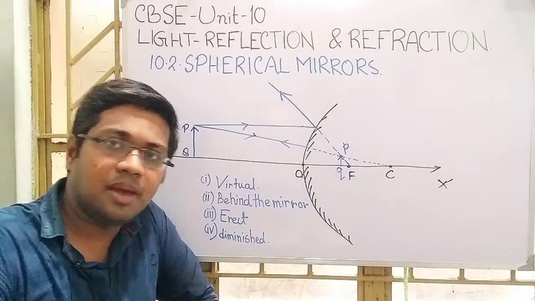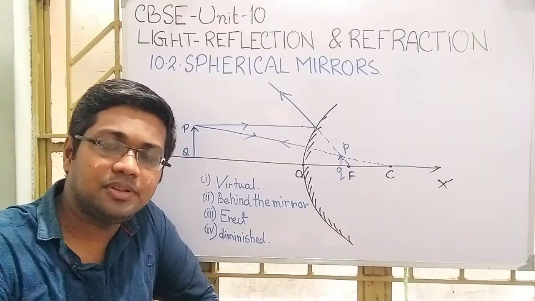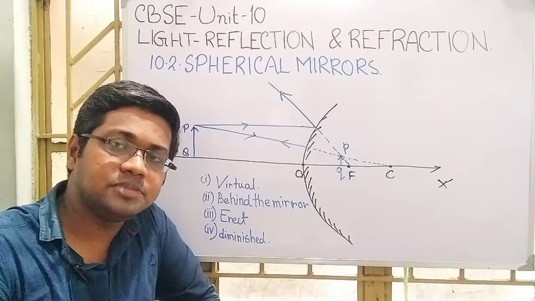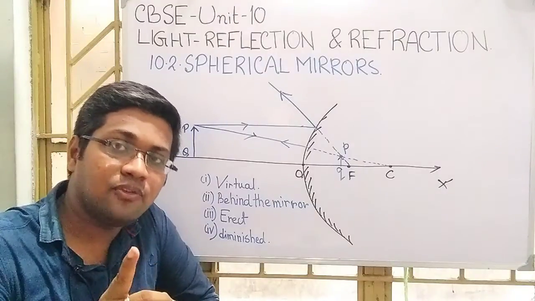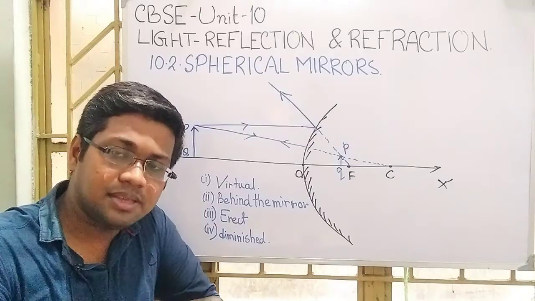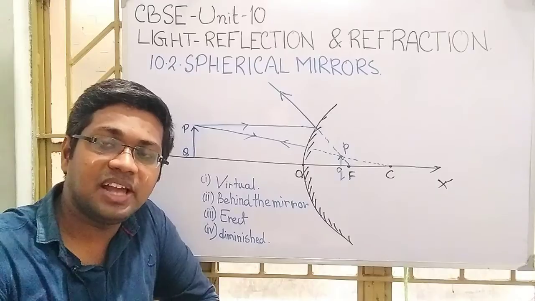Now I want to remind you that by using a concave mirror, if I place the object in between the focus and the pole, we also get a virtual image behind the concave mirror, but that image is magnified. Basically, these things also help you understand which type of mirror it is.